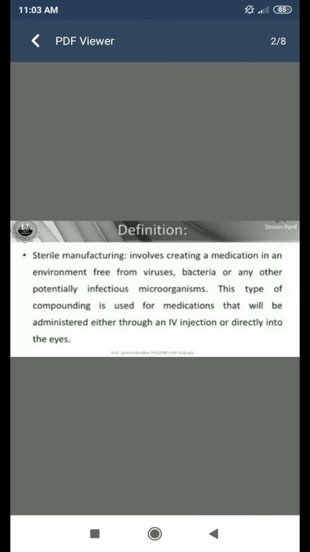Then the definition of sterile manufacturing: it involves creating medications in an environment free from viruses, bacteria or any other potentially infectious organisms. This type of compounding is used for medications that will be administered either through an IV injection or directly into the eyes. Okay.